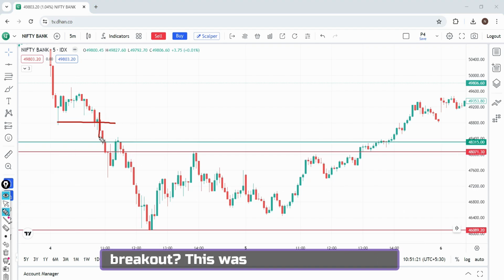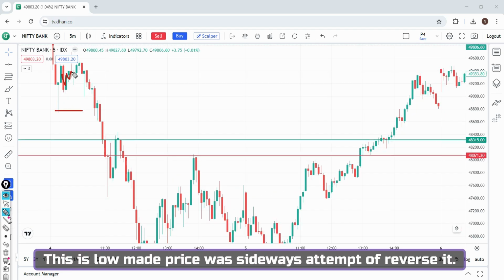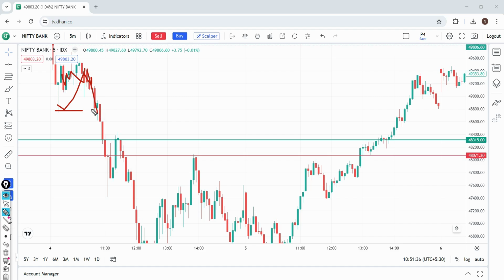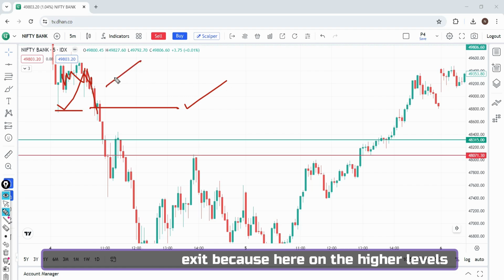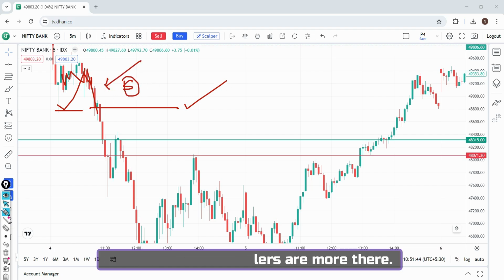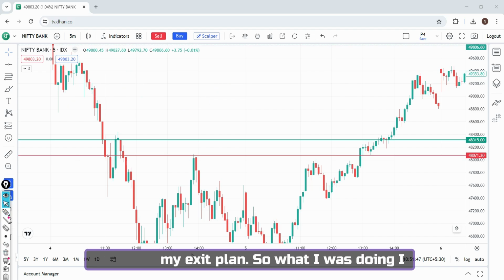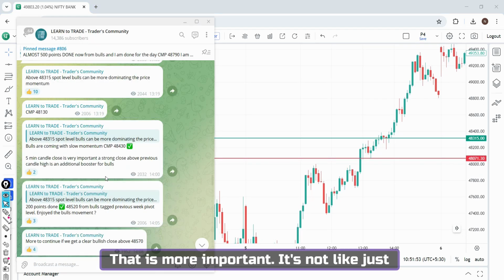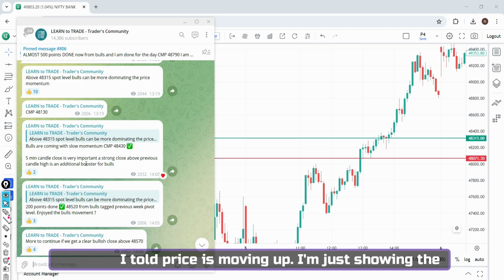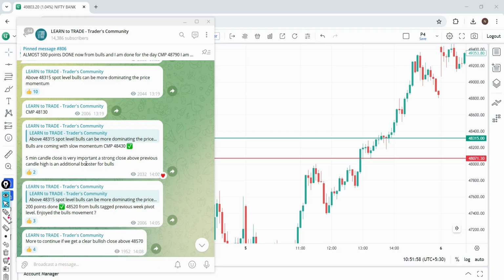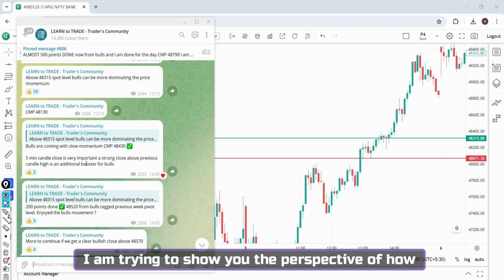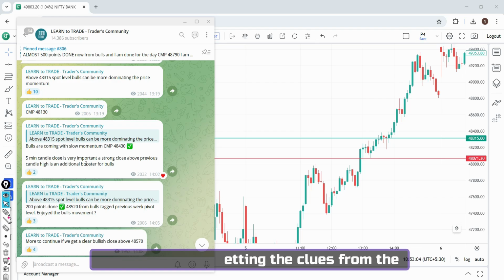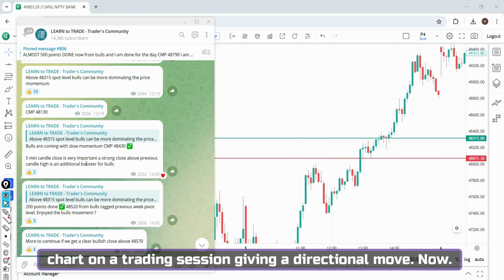Then you see this breakout. This was a downside breakout. This low was made, price was sideways, attempt of reversal, after that breakout. So price coming to this, that's my exit. I am happy to exit because on the higher level, sellers are still more there. So that's my exit plan. What I was doing was slowly trying to check the follow through of the price action. That is more important. It's not like just because I told you price is moving up, I am just showing a live example. No. I am trying to show you the perspective of how I am connecting, getting the clues from the chart in a trading session.